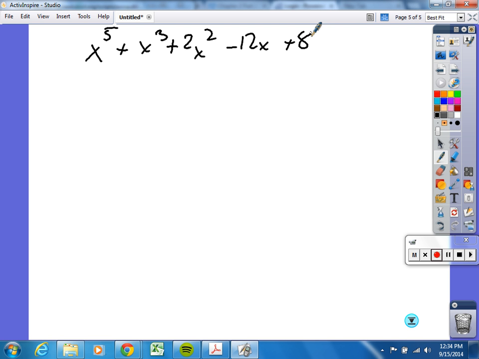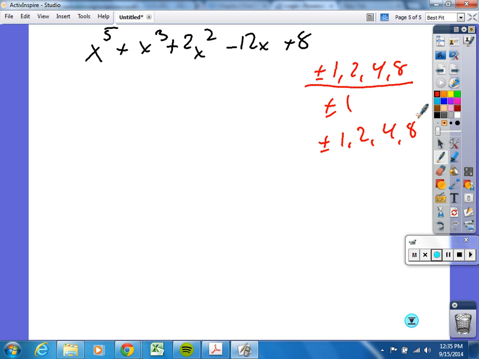Okay? All right, so let's go ahead and find our possible rational zeros. What could they be? Plus or minus 1, 2, 4, 8 divided by plus or minus 1. So basically, our possible rational zeros are plus or minus 1, 2, 4, 8. How many possible choices are there? 8, because of the plus or minus. Everybody good with that? There are 8 possible rational choices.